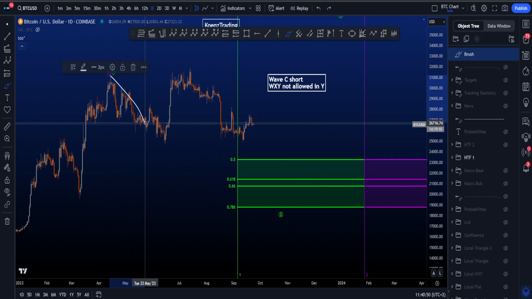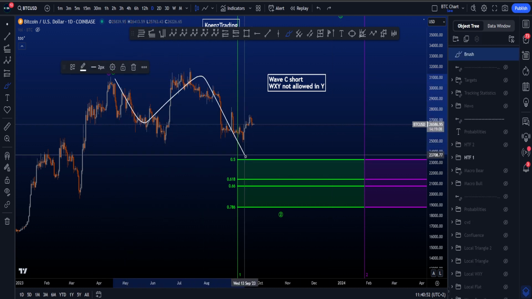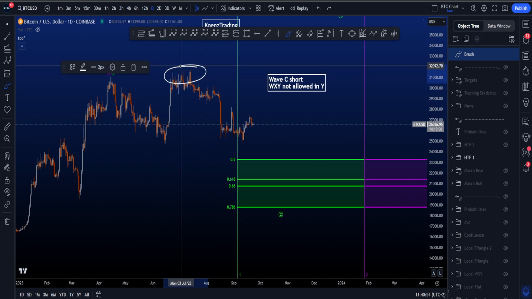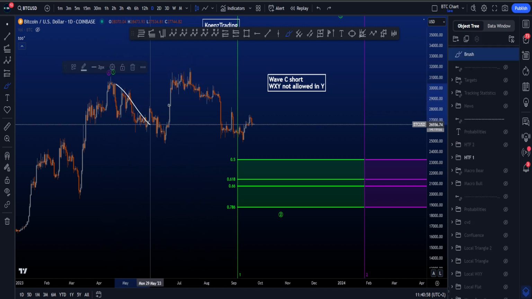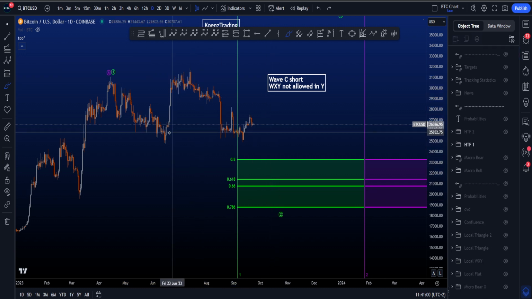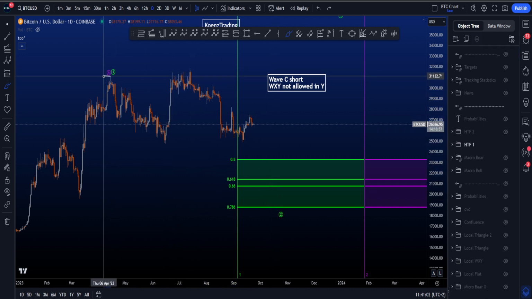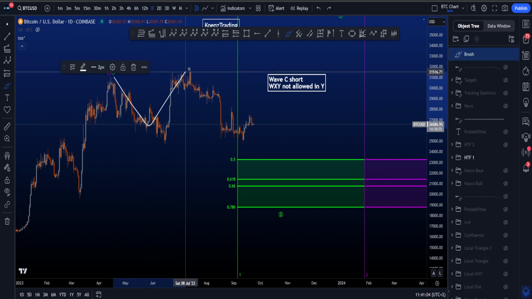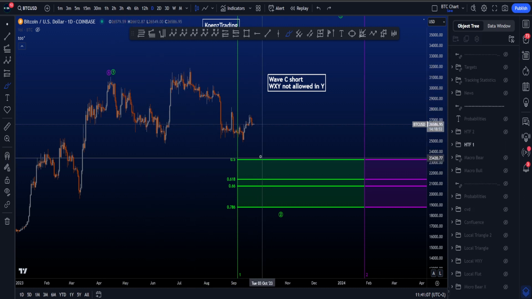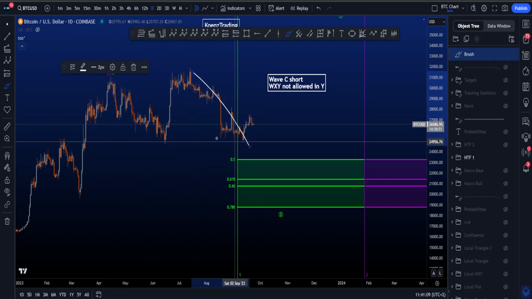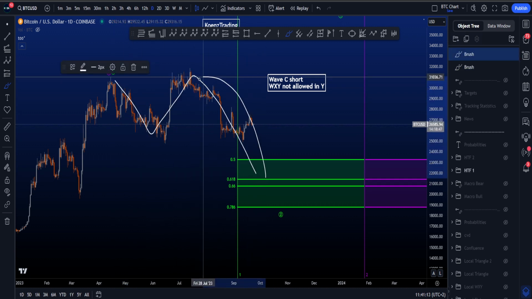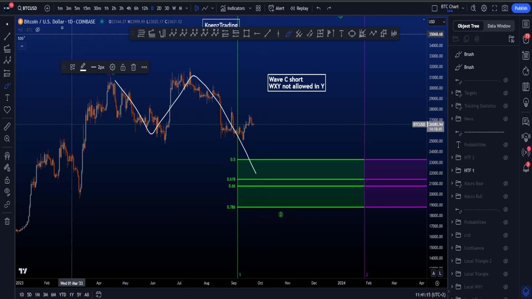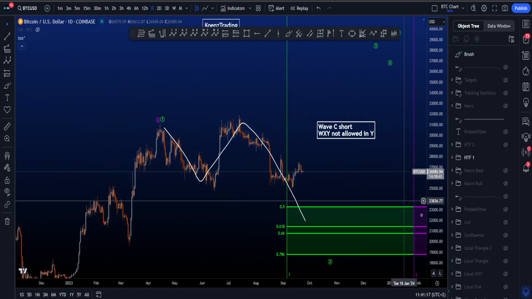However, we can count this as an ABC or a WXY. These highs over here took the high on the left, which is both a possibility in a flat, an ABC expanded flat scenario, or regular flat, which can also take this high, or a WXY scenario. And this is what's important. If this is a wave C in a wave A, B, and then a wave C to the downside, we are looking for a 5-wave impulsive structure to the downside.